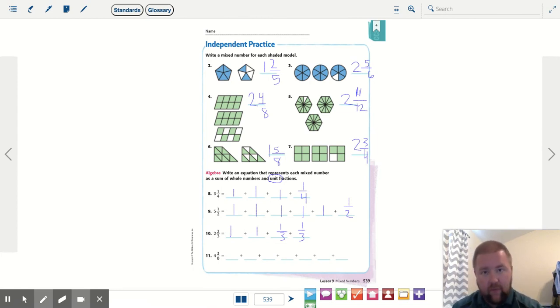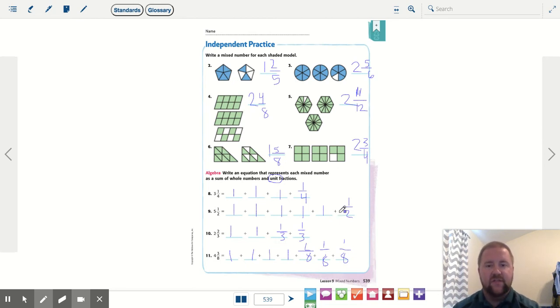And we're going to go over number 11 right now. So we have 1, 2, 3, 4 wholes. And how many eighths do we have? We have 3 of the eighths. So we have 1/8, excuse me, 1/8, and 1/8, and 1/8.